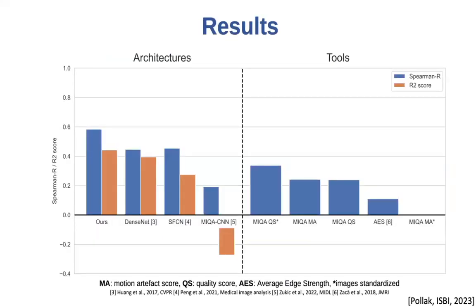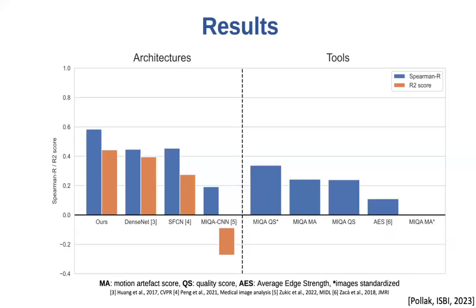And what we see is that when we compare this to other architectures, our architecture outperforms others like DenseNet, the brain age prediction network, or MIQA CNN, which is a CNN developed for quality assessment based on annual raters' labels. So it's basically classification. And we even see that the MIQA CNN fails to generalize. The R² score here, shown in orange, is less than 0, which means on the test set, it's a worse prediction than predicting the average of the test set.